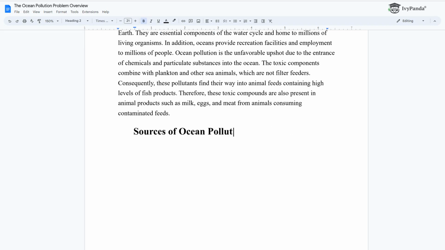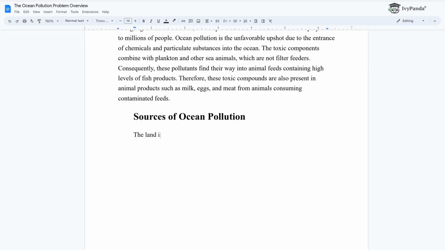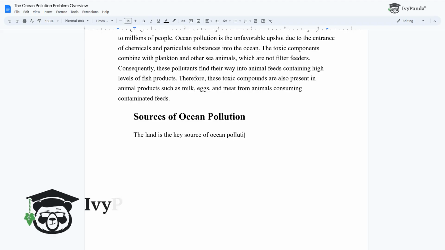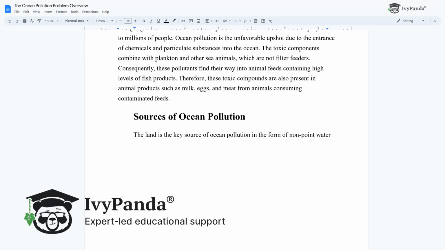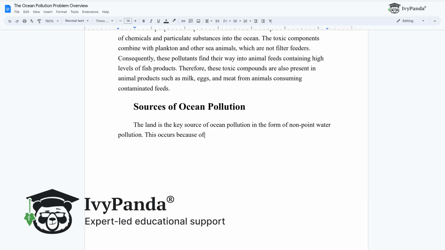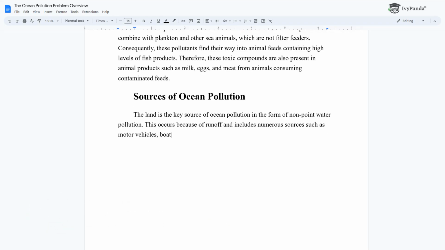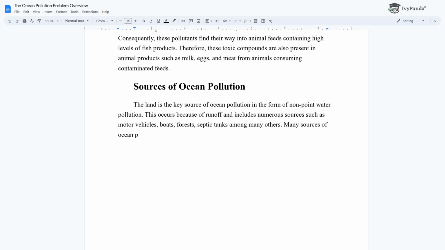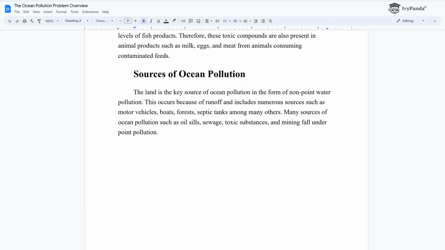Sources of ocean pollution. The land is the key source of ocean pollution in the form of non-point water pollution. This occurs because of runoff and includes numerous sources such as motor vehicles, boats, forests, septic tanks, among many others. Many sources of ocean pollution such as oil spills, sewage, toxic substances, and mining fall under point pollution.